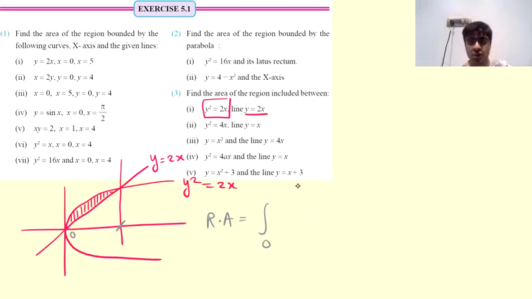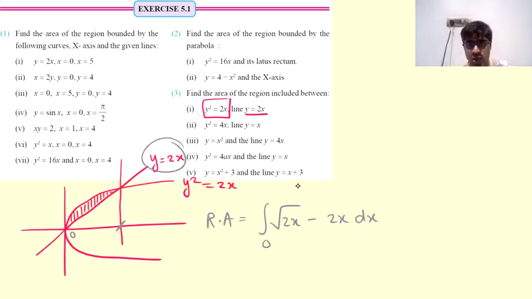I mean integration from 0 to the point of intersection, area under the parabola minus area under the curve. So for the parabola, y will be written as root over 2x, minus the area under the line, that is minus 2x, because y for the line will be equal to 2x. Okay, let's try finding the point of intersection.